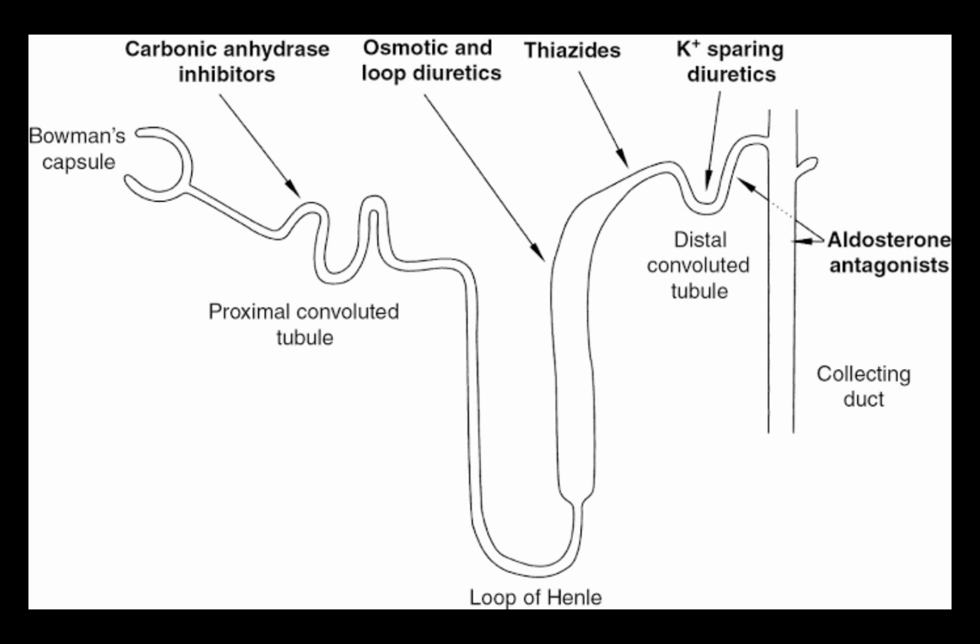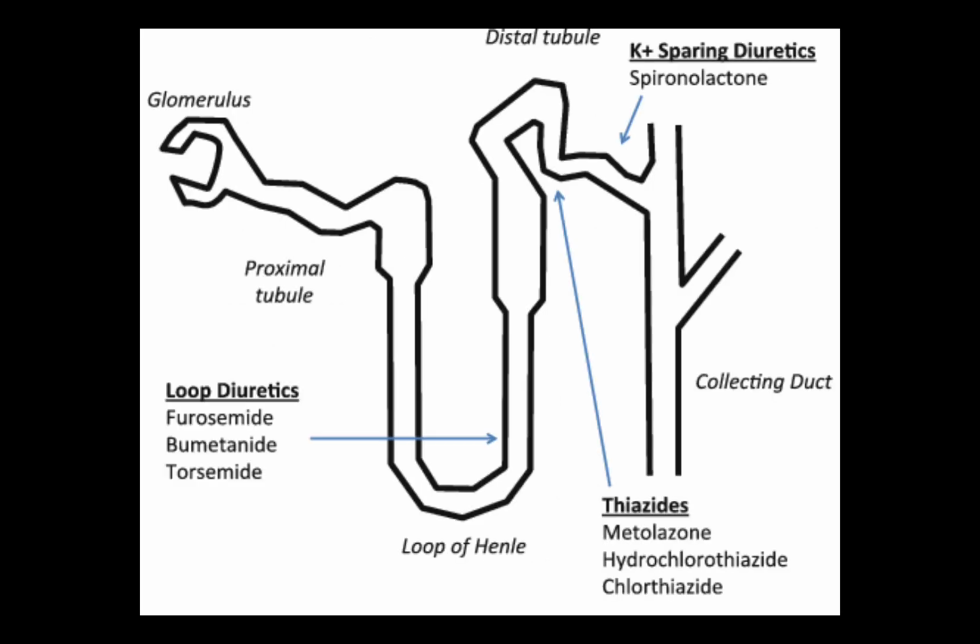So basically, where do the diuretics act on the nephron? This is very important from the exam point of view. Carbonic anhydrase inhibitors act on the proximal convoluted tubule. Then osmotic and loop diuretics act on the loop of Henle. Thiazide diuretics act on the proximal part of the distal convoluted tubule. And potassium sparing diuretics like spironolactone act on the distal part of the distal convoluted tubule. ADH acts on the collecting duct. So this is all about the kidney, basic clinical sciences.